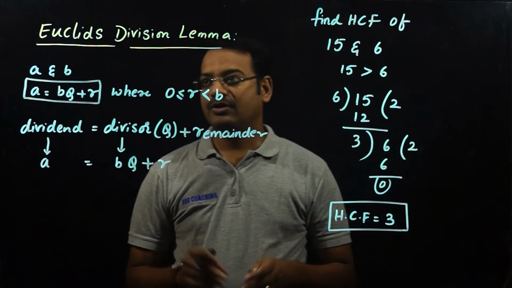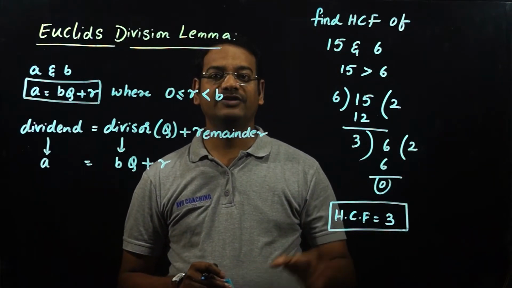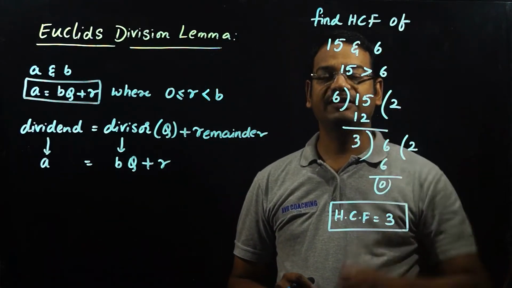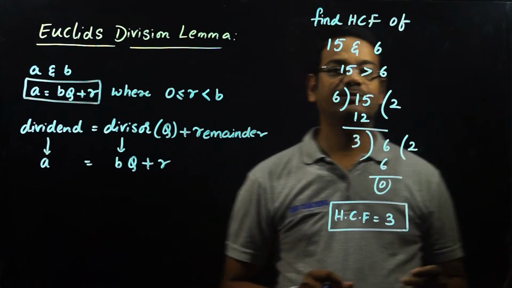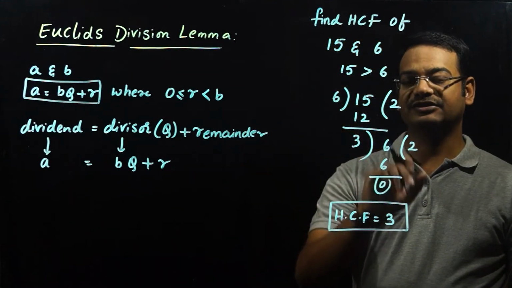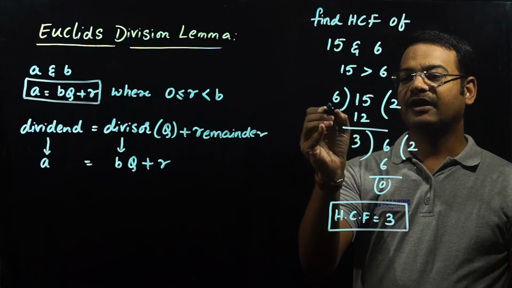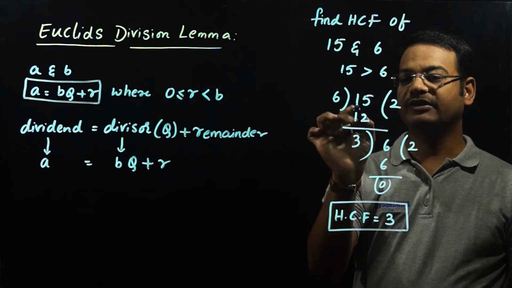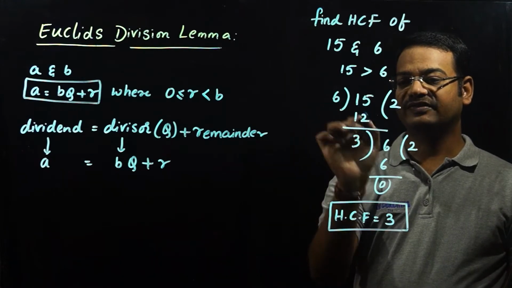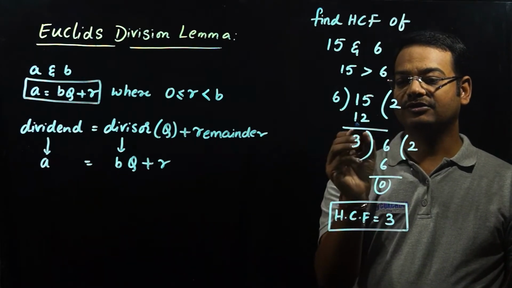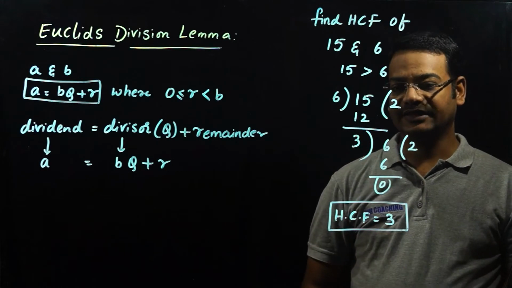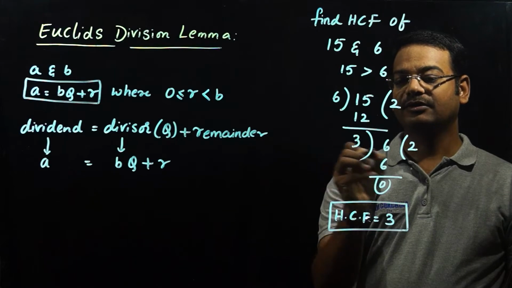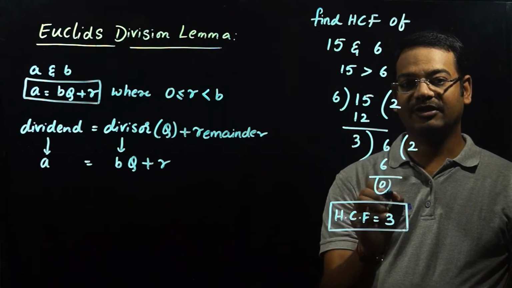Now, we'll try to understand this Euclid's division lemma using the long division method. To find the HCF of 15 and 6, in long division method, we select the greatest number and divide it with the smaller number. Here 15 is greater than 6, so we'll divide 15 with 6. 6 2s are 12, the remainder is 3. Now again, since remainder is not equal to 0, we'll divide 6 with 3 and get remainder 0.